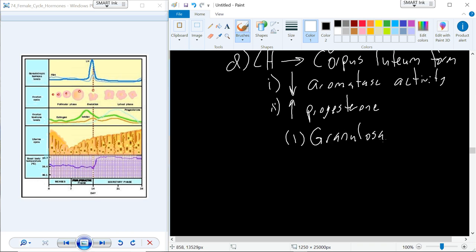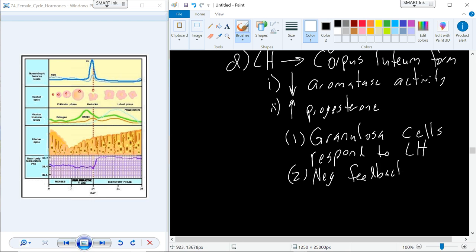Now, another thing that happens is the granulosa cells also respond to the LH. As the granulosa cells respond to LH, we have a decrease in LH and FSH secretion due to negative feedback. So LH and FSH levels begin to drop.